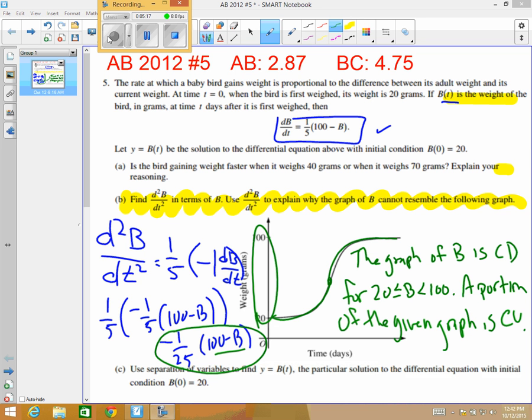This question was worth 2 points. The first point came from what I have circled in green over here. Did you get your second derivative? Which means they're going to be checking for implicit differentiation. And you also got 1 point for a valid explanation. And that's it for part B. Part C is the big one.